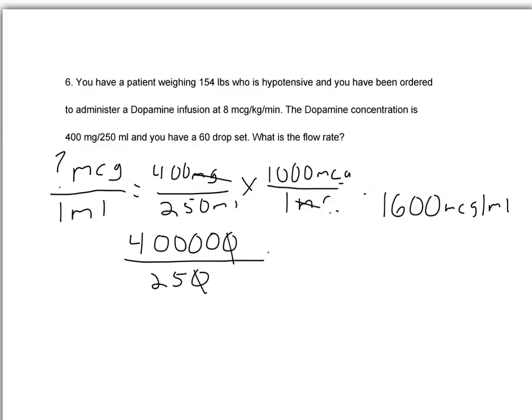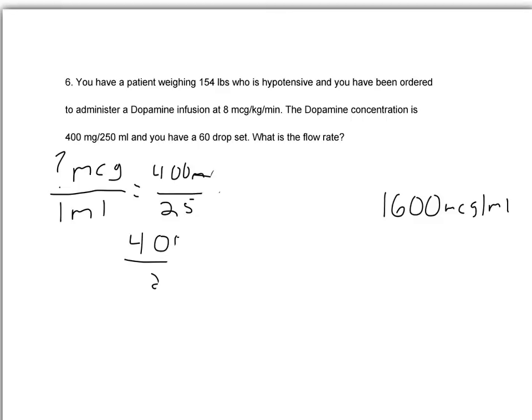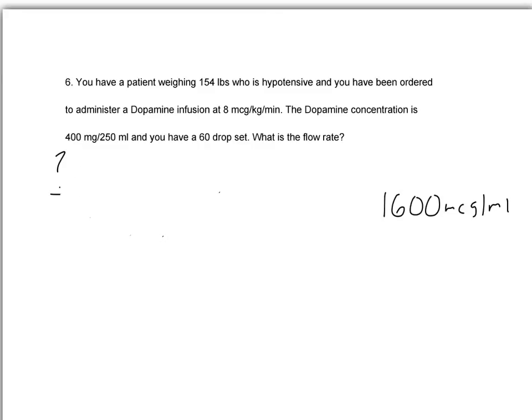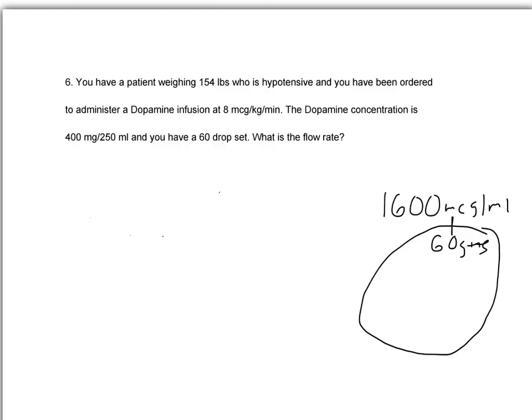So we'll just get rid of this. And now we'll set up our clock next. Now since we are always going to be using a 60 drop set when we're using dopamine, or at least we should be, the 60 is going to be at the top. So you draw a circle. So 1,600 micrograms is in 1 milliliter. Since we're using a 60 drop set, 60 drops is 1,600 micrograms, which is 1 milliliter.